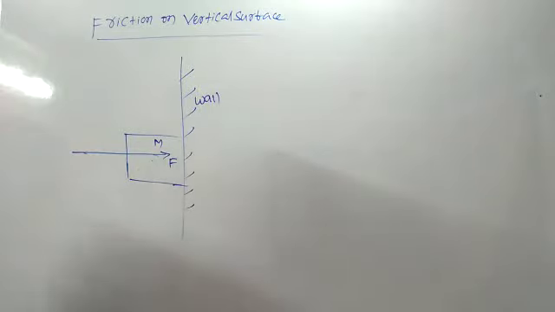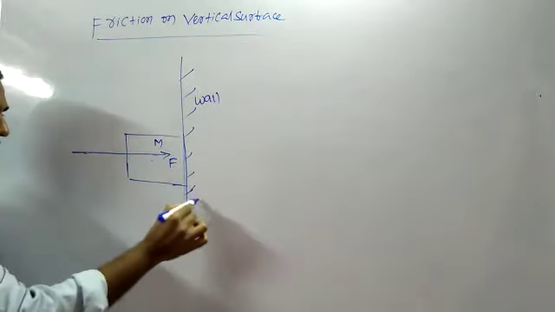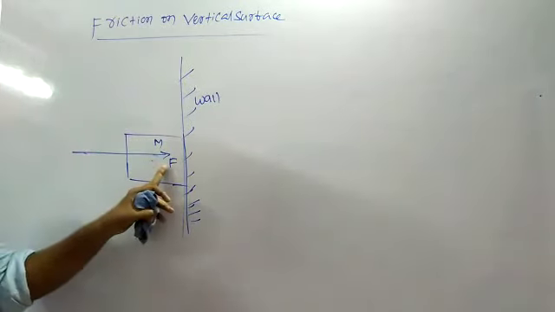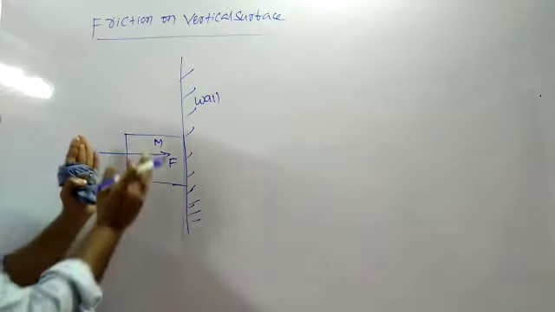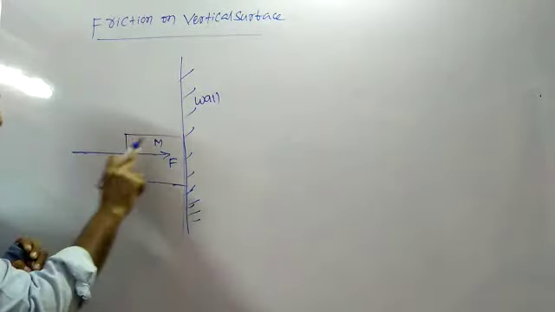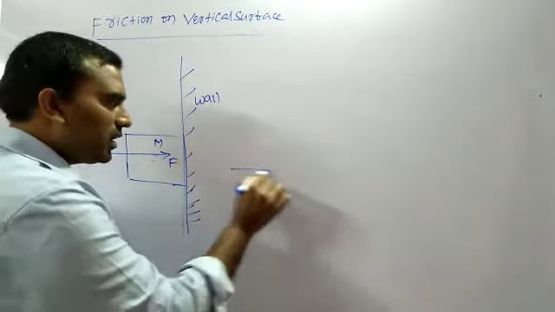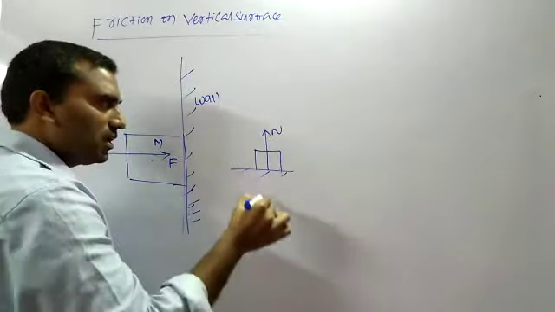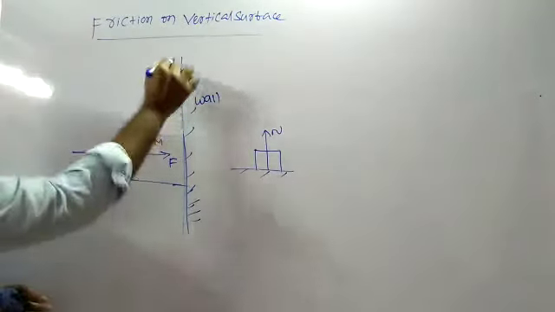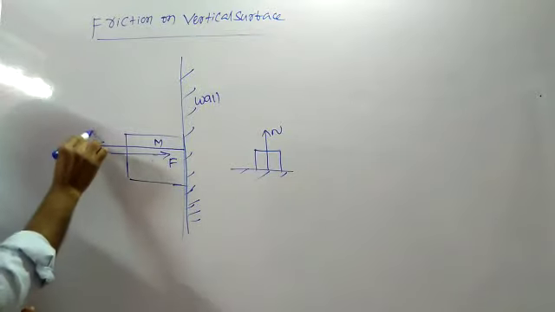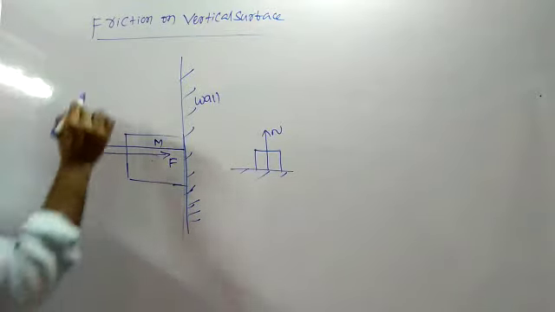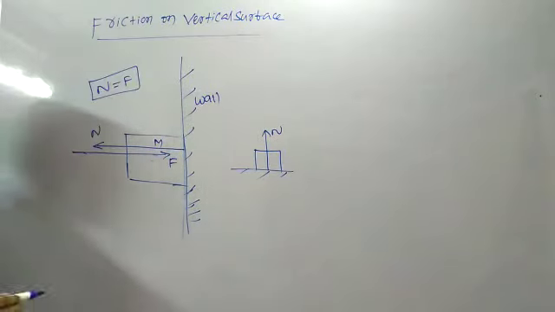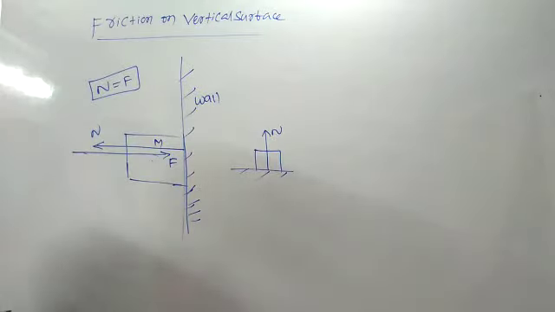Now it is a surface. How is the normal reaction? We apply horizontal force F to keep the block at rest against the wall. For example, when a block is on a horizontal surface, the normal reaction is normal to the surface. Here also it is a surface, so the normal reaction acts normal to the surface. Therefore, the normal reaction is equal to the applied force.